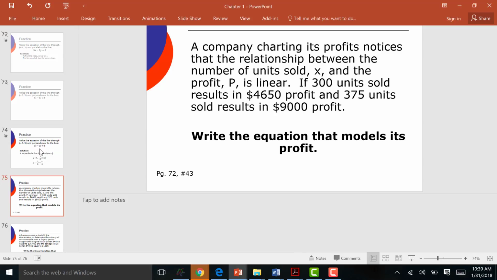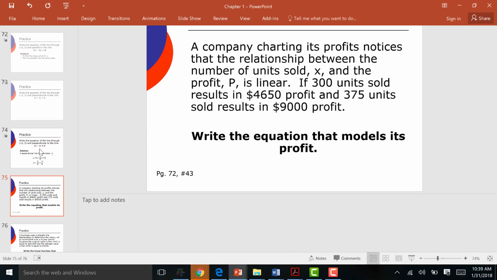Calculate the slope. So here is my x1, y1, x2, y2. M is 9,000 minus 4,650 over 375 minus 300. Alrighty, what is that going to be? Is that 4,350 on top? Somebody do the math on the calculator. 4,350 over 75. What's the final answer? Tell me if that's 58.